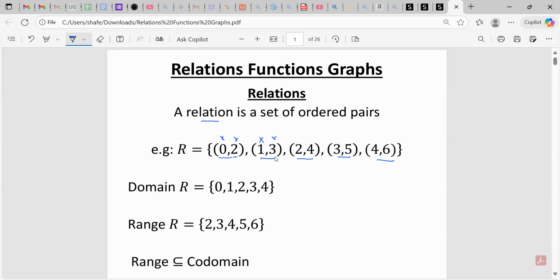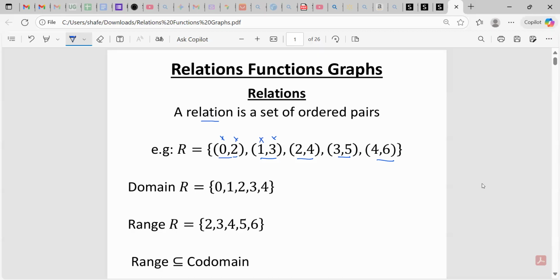To get the second number, you add 2 to the first one, right? So you add 2 to 0, you get 2. Add 2 to 1, you get 3. Add 2 to 2, you get 4. Add 2 to 3, you get 5, and so on, right? So there's some kind of relationship between the two numbers in each pair. And that's why they call the thing a relation. It's not just random numbers, but there's a relationship between the numbers in each pair. Right? And we'll get into a lot of examples and different types of relationships and so on.